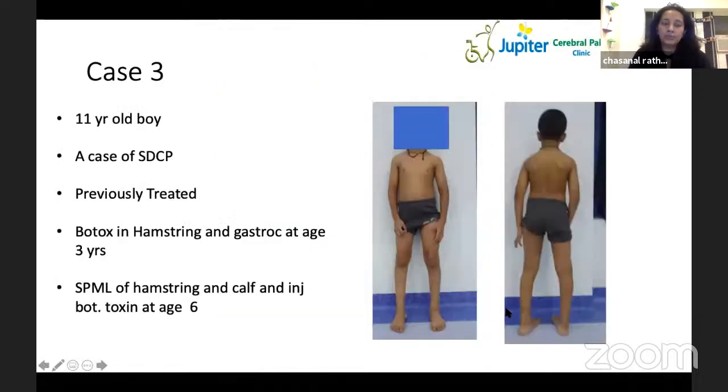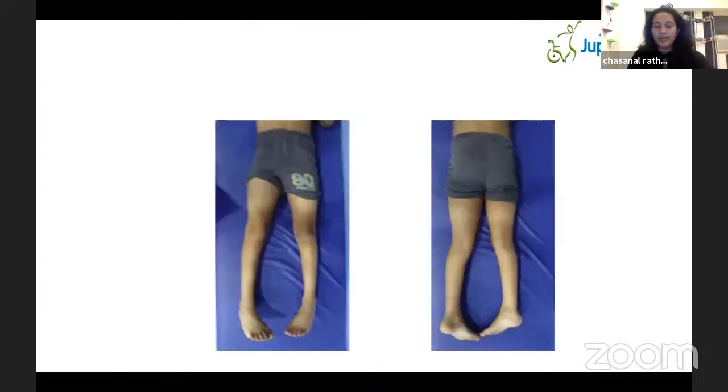So this is an 11-year-old child. He's a diplegic, and previously as a kid he was treated with botulinum toxin injection, and then he has undergone percutaneous myofascial lengthenings for hamstring and gastro, and again he underwent Botox injection.